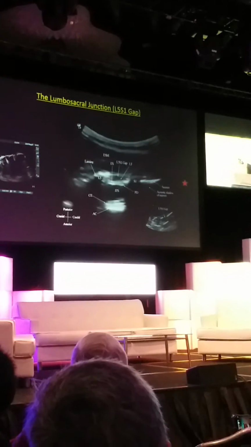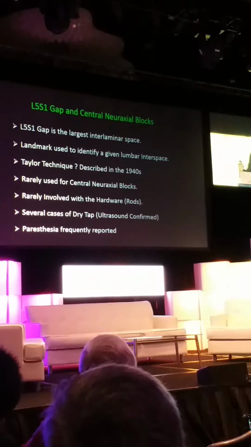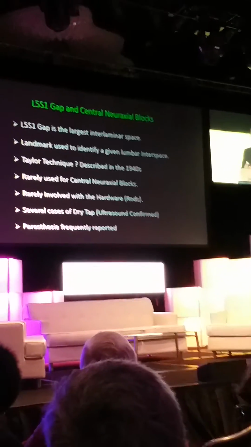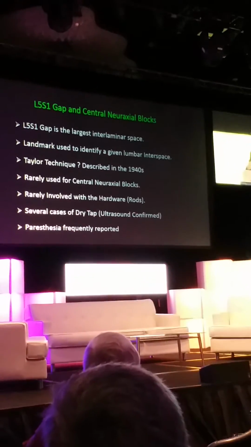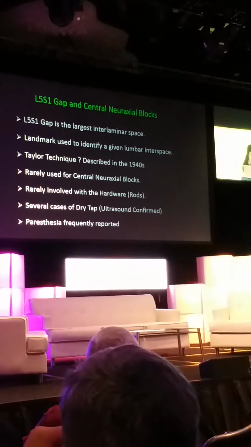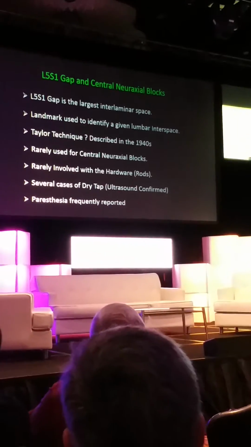It is one of the largest interlaminar spaces. In fact, it is wider than L3, L4, L5. And neuraxial blocks through this space have been described, but it's rarely used in the elective environment. There may be reasons for this, but again, we can't discuss in the interest of time. But once you perform it, it's quite easy to perform a neuraxial block through this space, but again, be warned that dry taps are not uncommon.